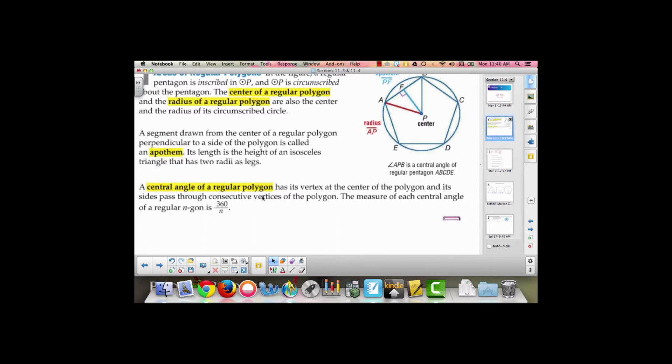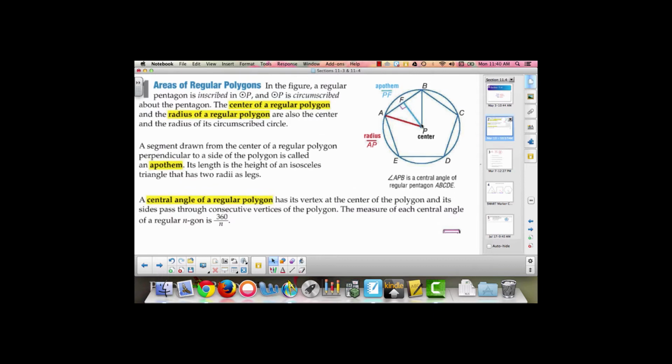A central angle is made by two radii. AP and PB together make a central angle. There are the same number of central angles in a regular polygon as there are sides. So in this regular pentagon here, there would be 5 central angles.